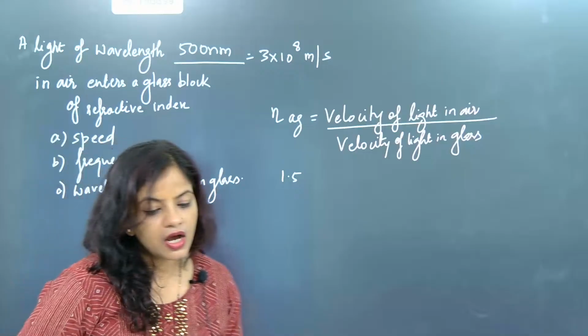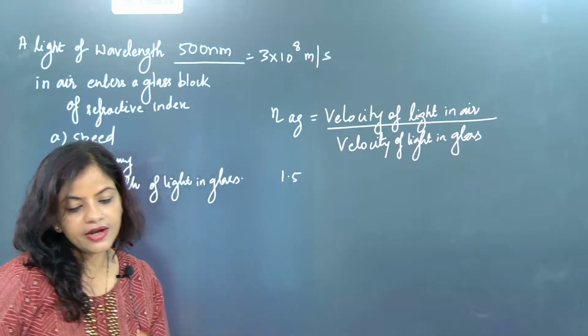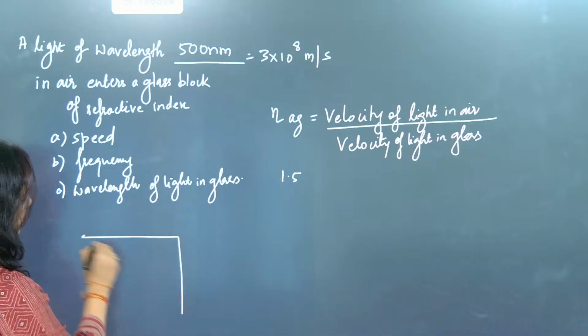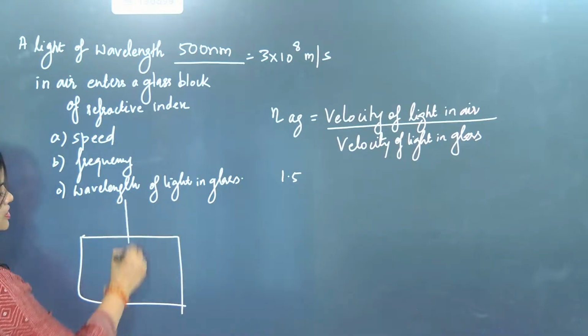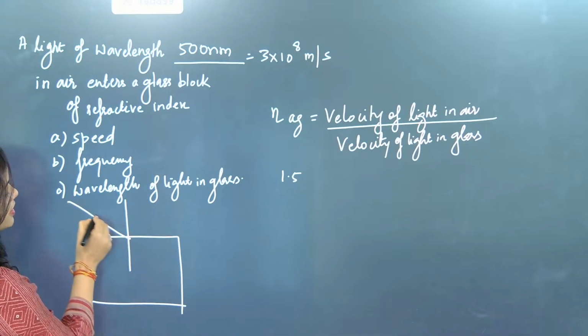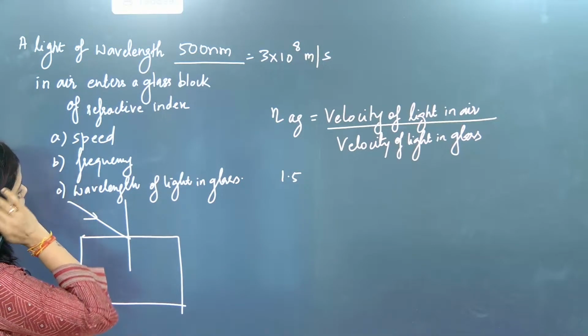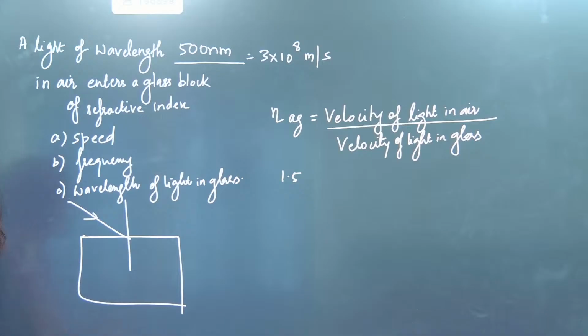Okay. So a light of this wavelength in air enters a glass block. So one glass block is there, and this is the normal. The light is entering with a velocity of 3 into 10 to the power 8 meter per second. Here they have given velocity. They did not mention the angle, so here we cannot take sin i by sin r. Here we can take velocity. So with what velocity is it coming from air to another medium?